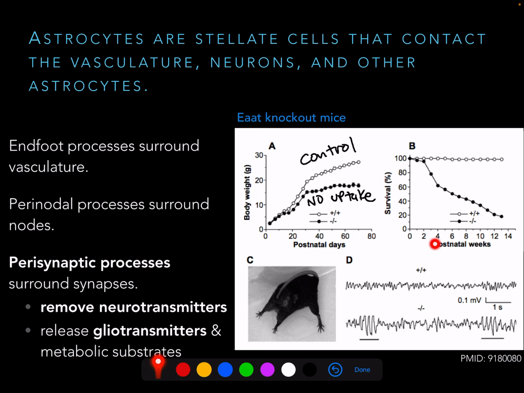That's shown over here in panel B. Survival is on the y-axis. Most mice should be able to live beyond 12 weeks with no problems. Notice in my glutamate transporter knockout mice here, they start to rapidly die after about 2 weeks of birth.